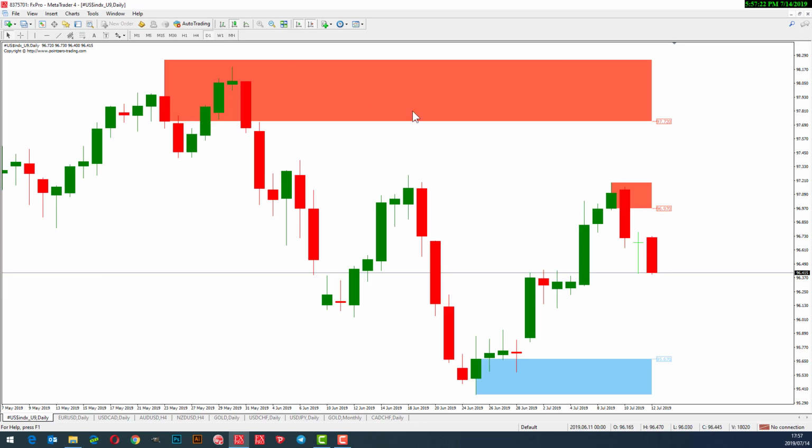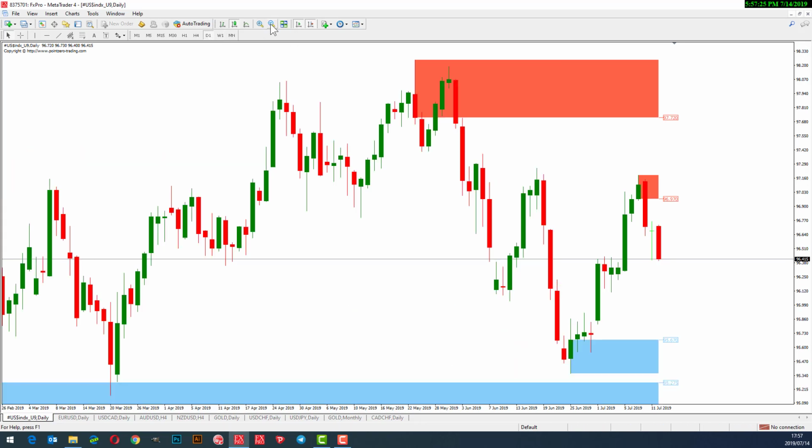Okay, let me go back to the daily chart. Now, when we look at the daily chart, you can clearly see we have this supply zone here. We've got this supply zone in control of the market. And now, look where market closed last week. A strong area of demand on a daily time frame.